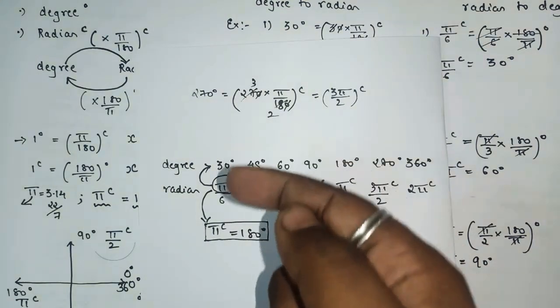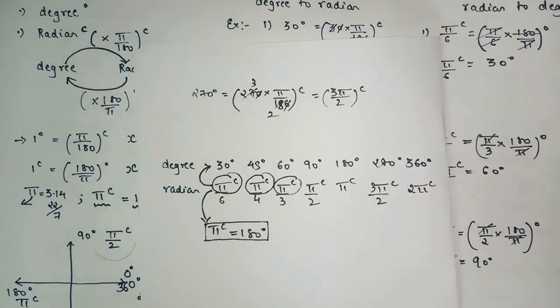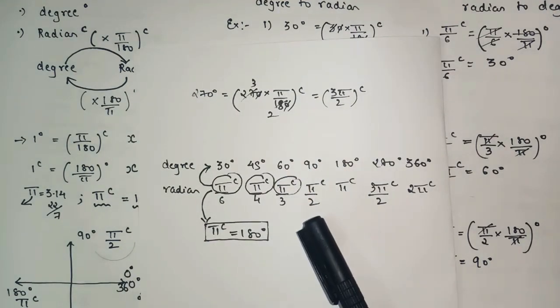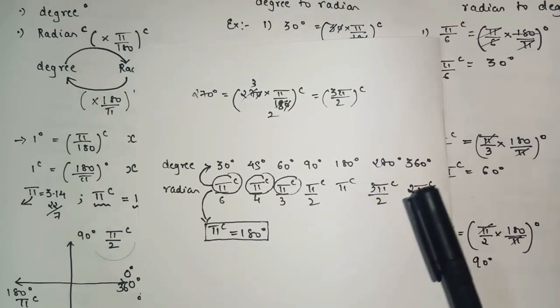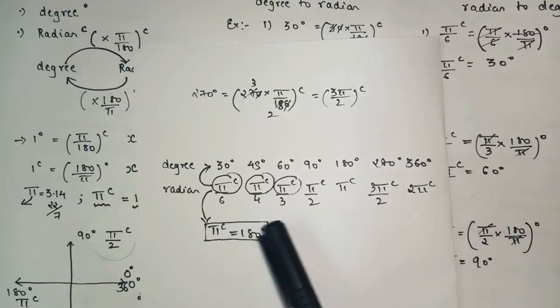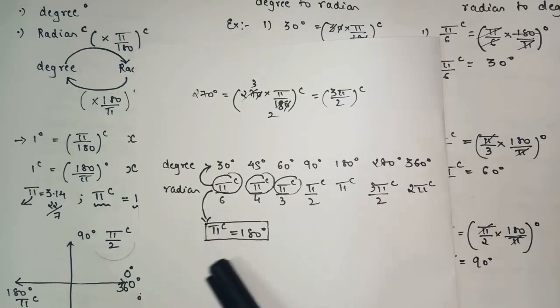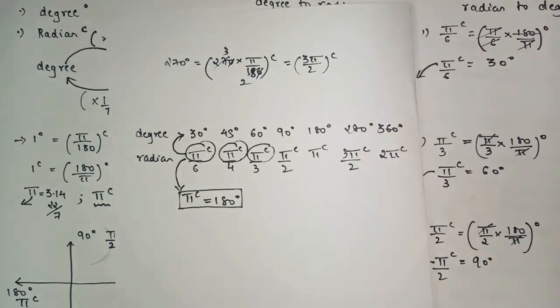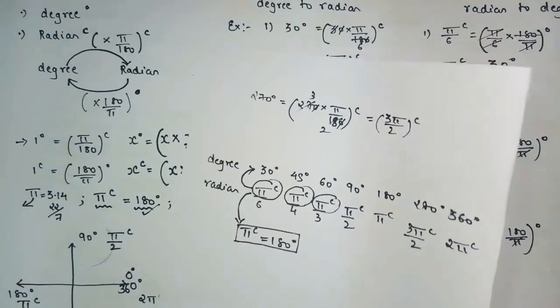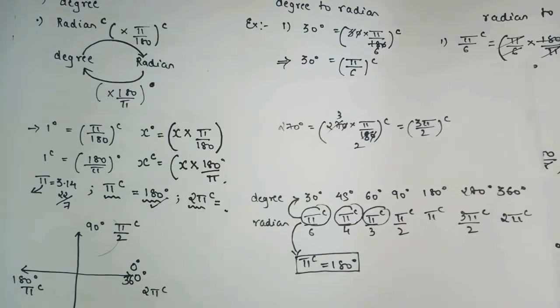30 degree we can read as pi by 6, 45 degree as pi by 4, 60 degree as pi by 3, 90 as pi by 2, 180 as pi, 270 as 3 pi by 2, and 360 as 2 pi. And remember this pi c is equal to 180. So all these things we had seen in the last video lecture.